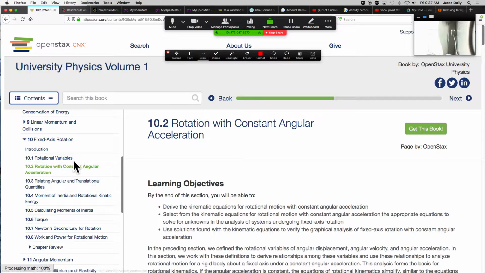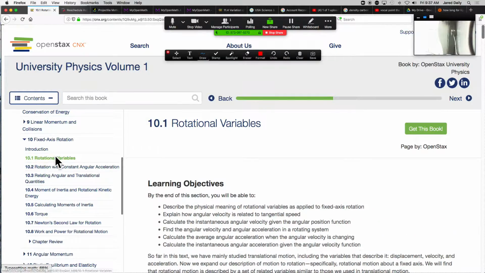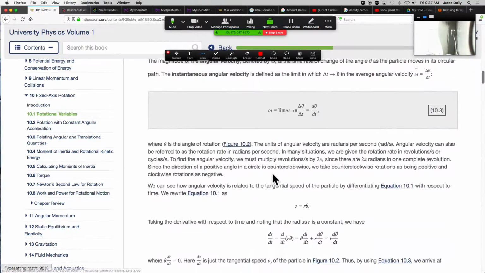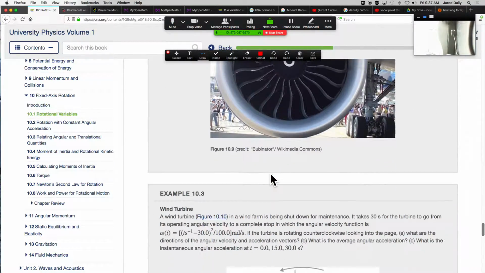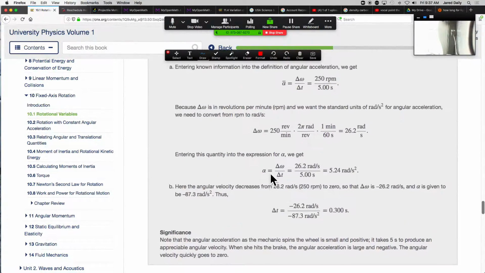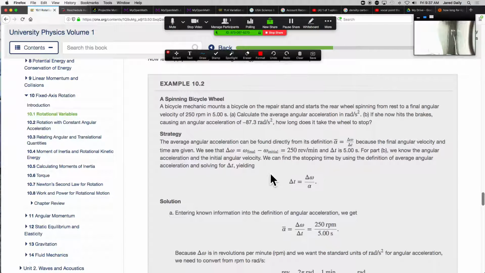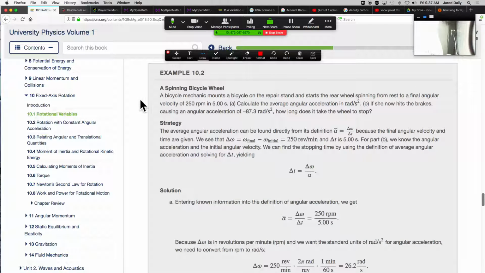So let's go back to chapter 1 and finish our examples, because this last example actually uses those equations. I don't know why they don't just teach you them first and then give you this example. But here, a bicycle mechanic is putting on a bicycle wheel, and he's accelerating that wheel from rest to a final angular velocity of 250 RPM in 5 seconds.